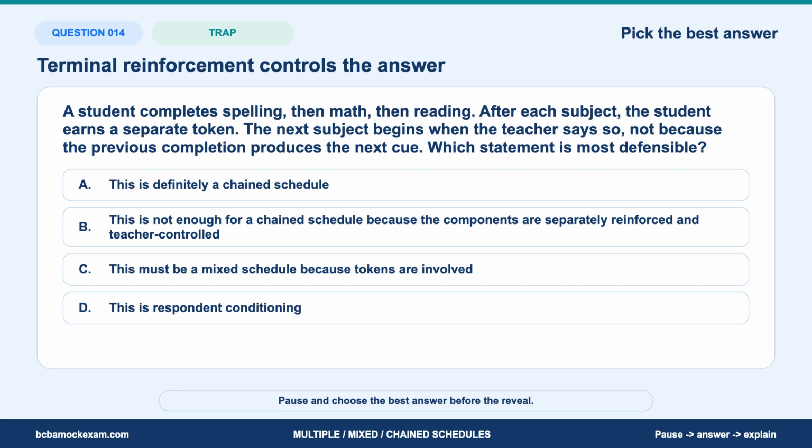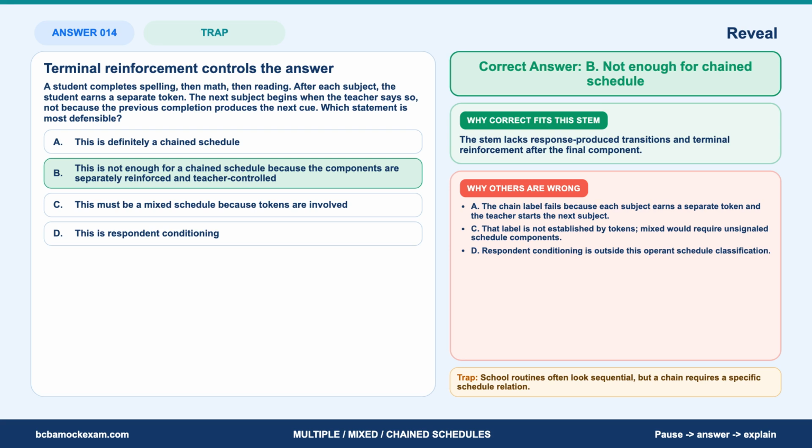The choices are A, this is definitely a chain schedule. B, this is not enough for a chain schedule because the components are separately reinforced and teacher-controlled. C, this must be a mixed schedule because tokens are involved. D, this is respondent conditioning. Pause now and choose the best answer. The correct answer is B, not enough for chain schedule.